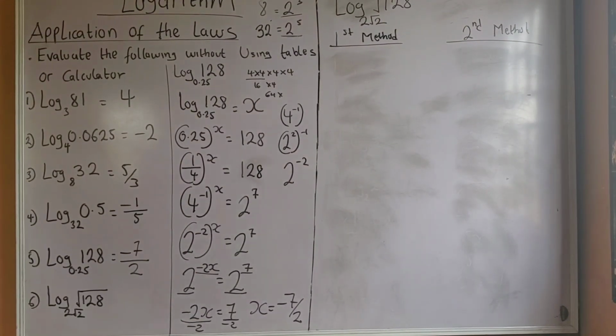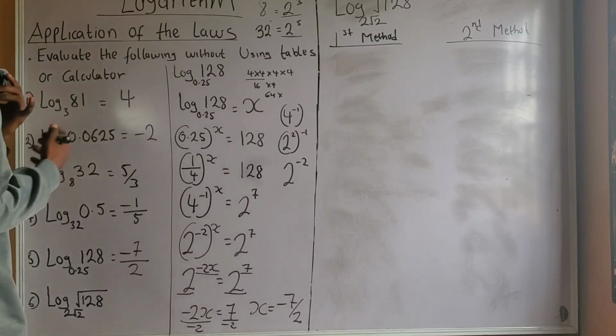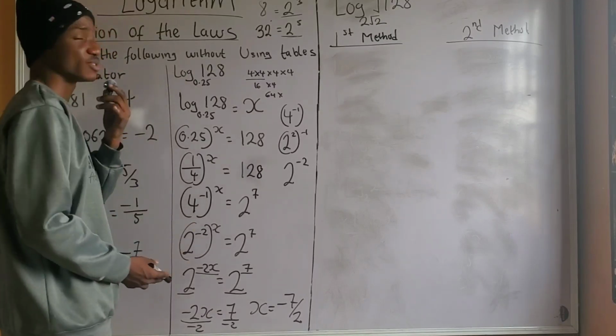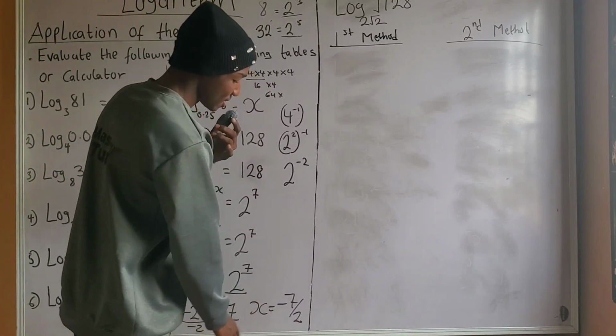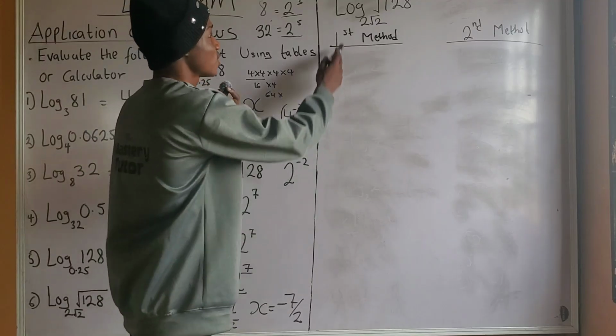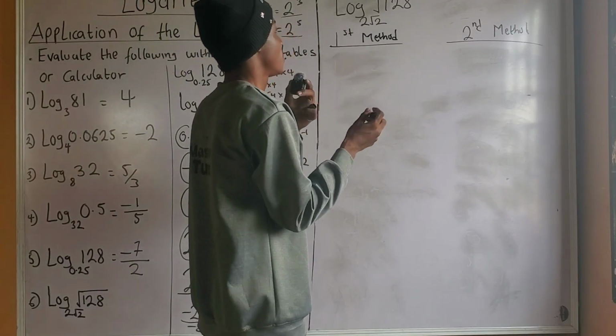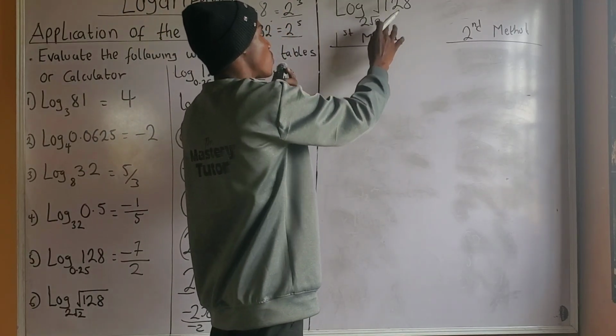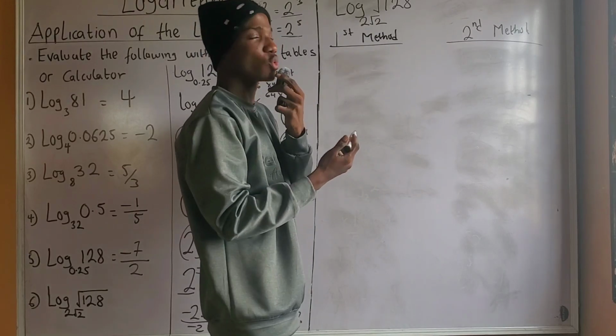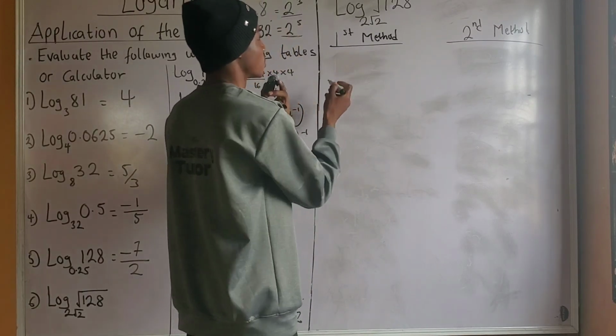By the way, you can also make use of the first method to solve this question. You are still going to arrive at this answer. Do you understand? Okay, now let's evaluate this without using a calculator. We are asked to solve log of the square root of 128 base 2 root 2. Okay, let's use the first method.